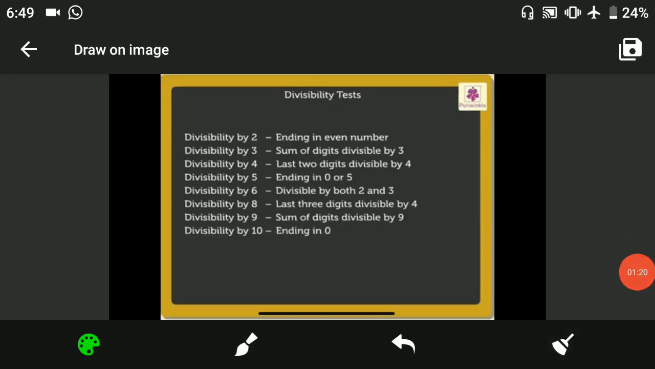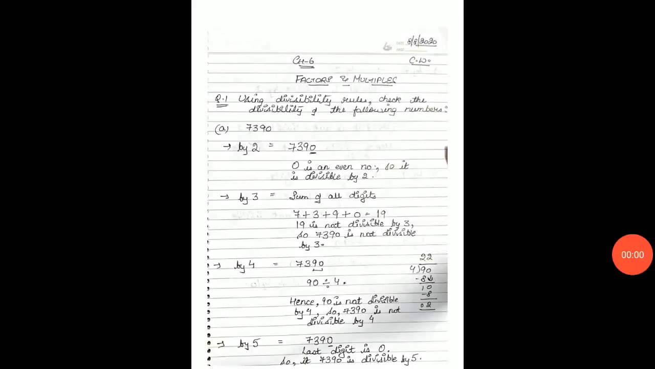Now students, we will do Activity 6, question 1. You have to write question number 1 in your maths copy as I have written here. Date should be mentioned. Classwork also mentioned. Chapter 6 mentioned, Factors and Multiples. After that, Activity 6 should be written over there. Then you write question number 1: using divisibility rules, check the divisibility of the following numbers. I have done A and B parts for you. C, D, E parts are the homework for you.